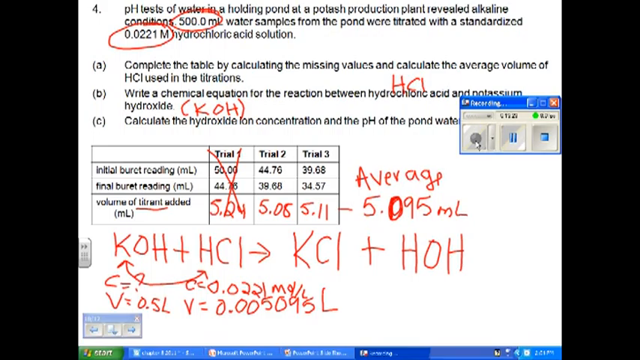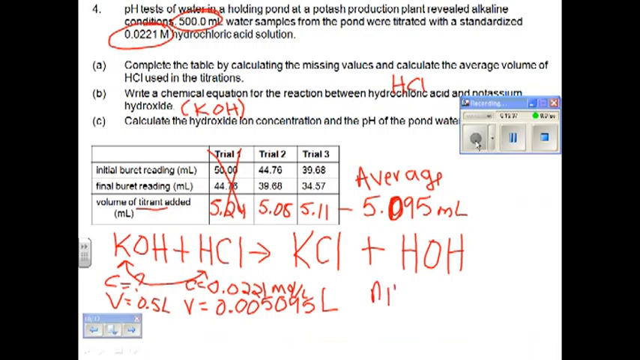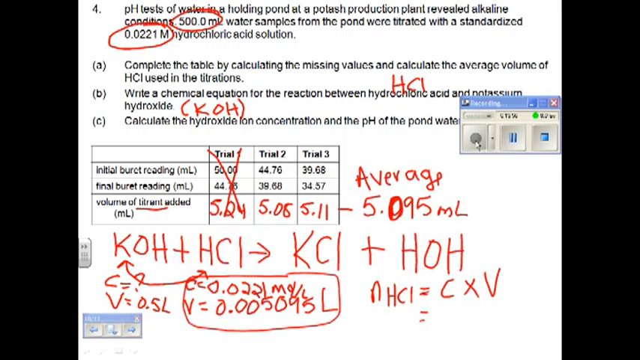So the first thing we do is we have to find the moles of the substance that we know enough information on. So we find number of moles of HCl. The hardest part here is remembering how to rearrange the formula. So number of moles is C times V. These are the two values that we're using. It comes out to be 0.0001126 moles.